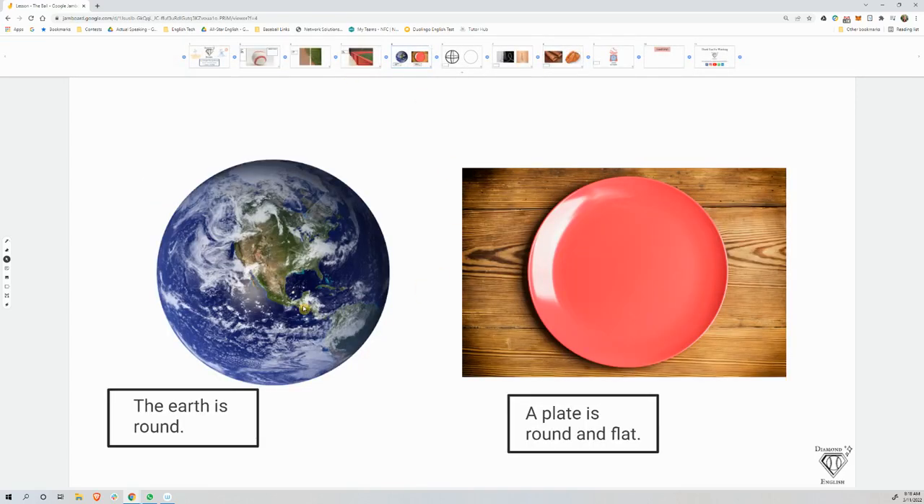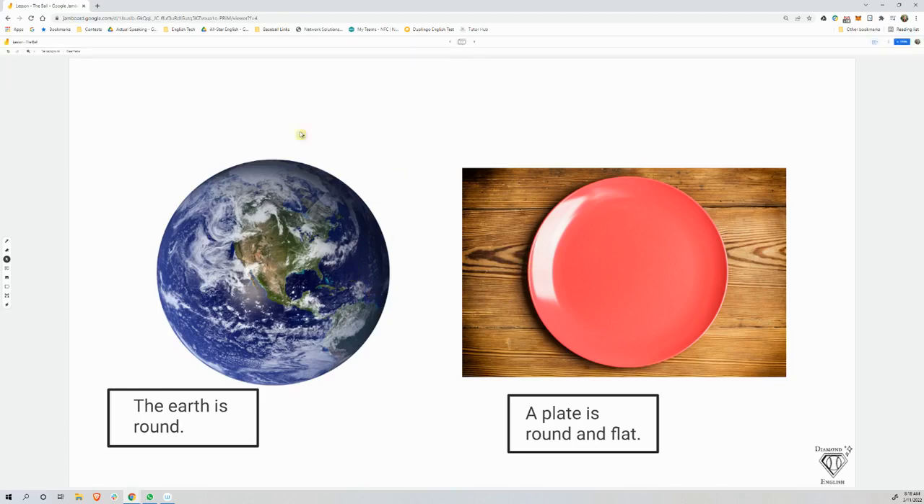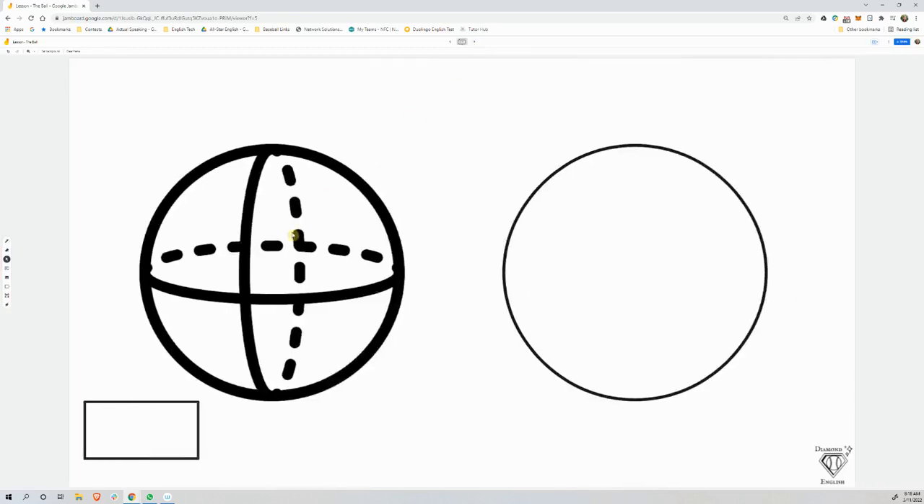Is the earth a sphere? Or is a plate a sphere? The earth is also a sphere. The plate is not a sphere. So this is a sphere.